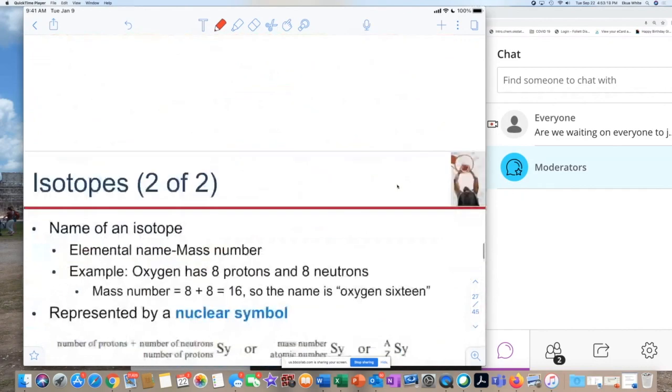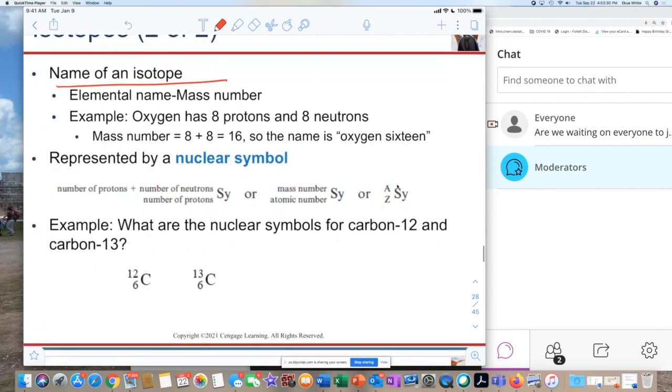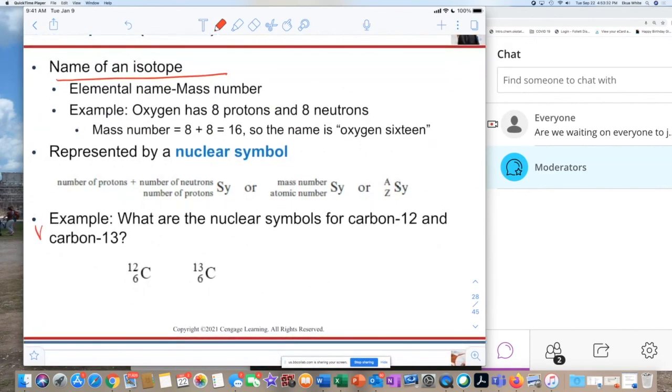Okay, let me see where I'm at. Yeah, so here they're showing you once again the name of the isotope. It shows you how they name it here. I already described this. I want to go ahead and work on this part here. Example, what are the nuclear symbols? This is the nuclear symbol, sometimes called the isotopic symbol, for carbon-12 and carbon-13.